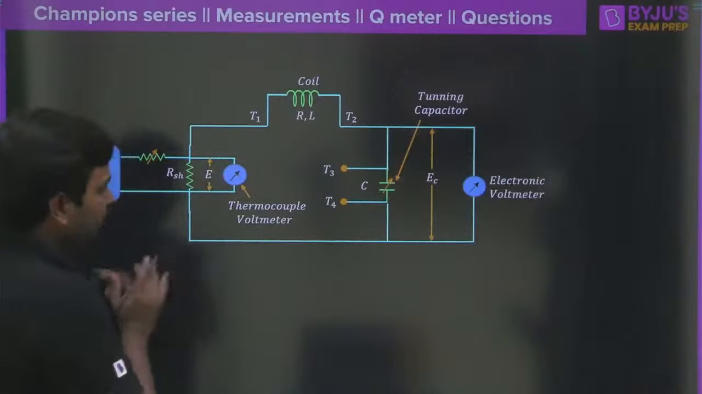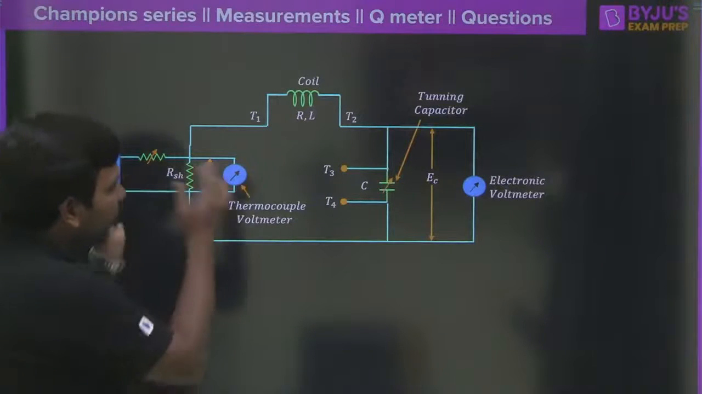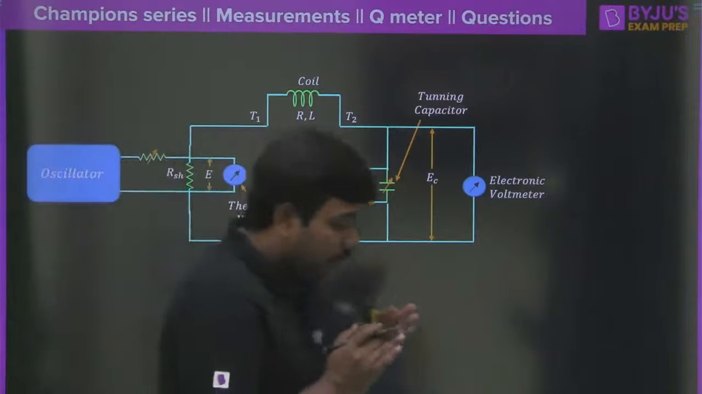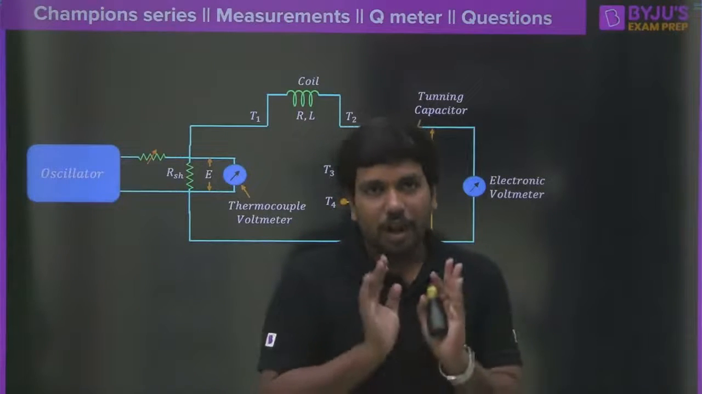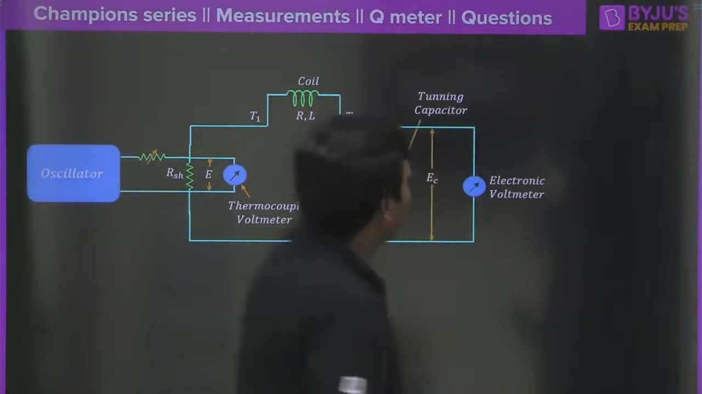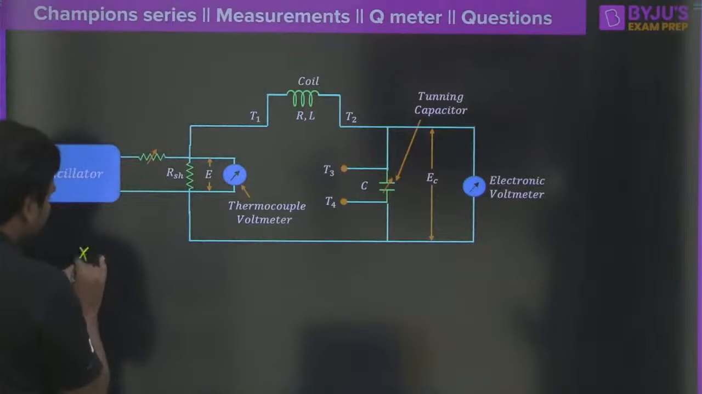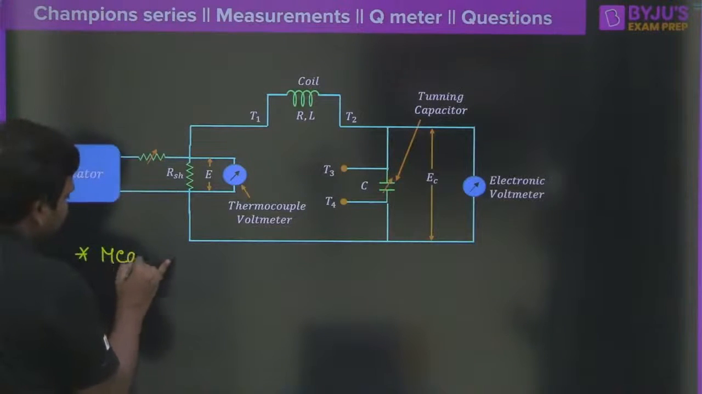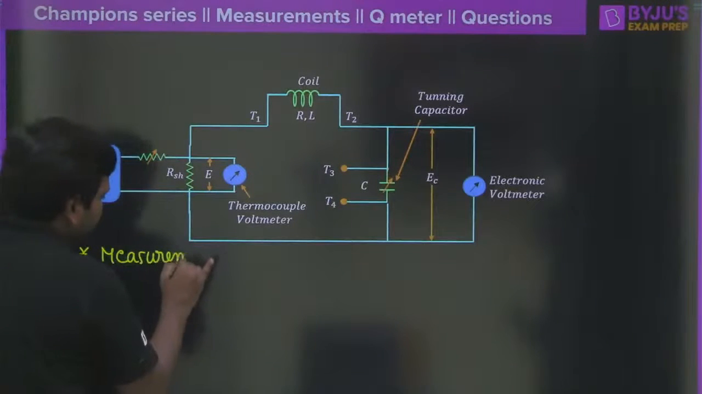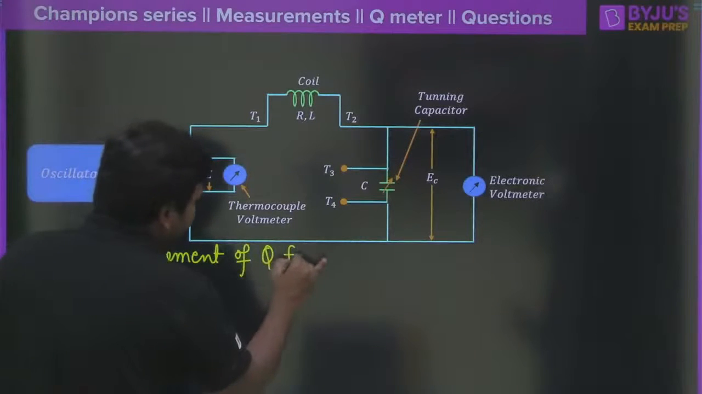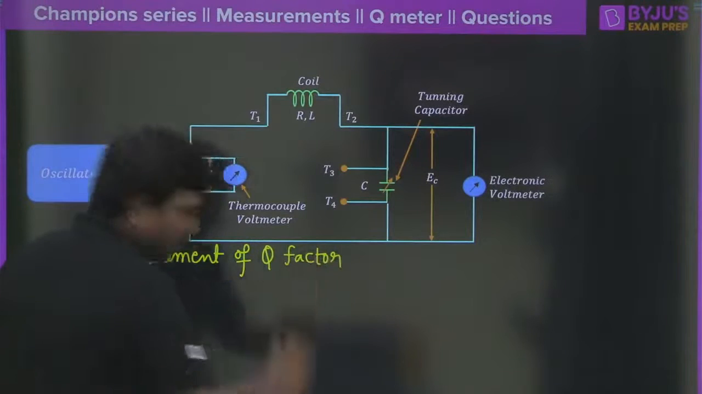First of all, look at the overall setup of the Q meter. Let me explain how we measure the quality factor first. Clear? How we measure the quality factor. So the very first application is the measurement of quality factor. Let me write it down here. All of you please see. Measurement of quality factor. Let me show you how exactly we measure the quality factor.